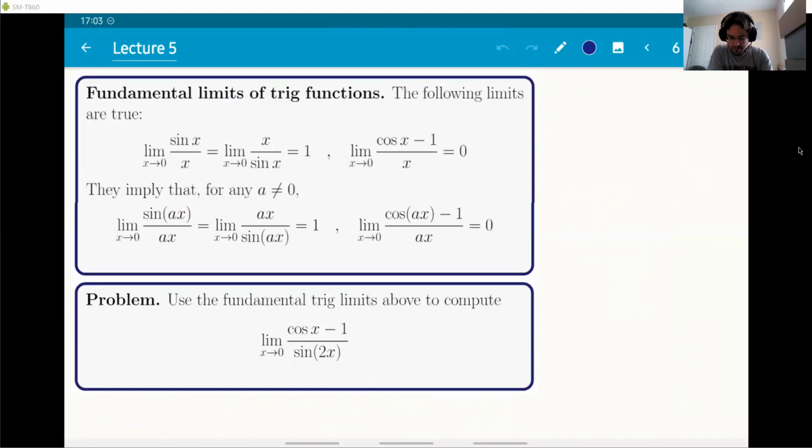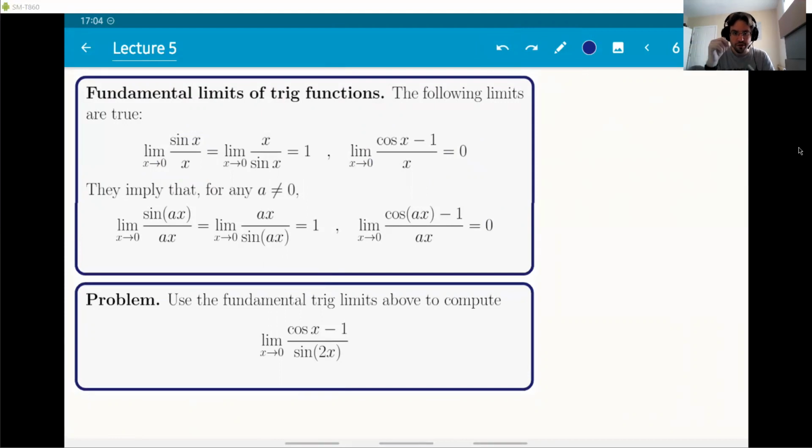All right, this is a reminder for us about the fundamental limits involving trig functions. I wrote them in a little bit more detail here. The following limits are true. Sine of x over x as x goes to 0 is 1. And in particular, if you flip that limit, if you write x over sine x, then it becomes 1 over 1, which is also 1. So I just wrote the two of them together here. We should always remember that. Meanwhile, cosine x minus 1 over x as x goes to 0 gives you 0, which is the other fundamental limit involving trig functions.